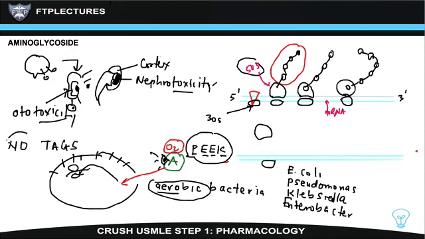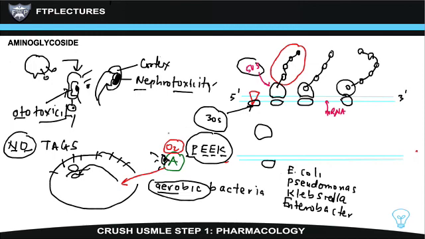So remember, the mnemonic was NO TAGS. So how do you remember aside from the neomycin, this N stands for nephrotoxicity, O stands for ototoxicity. And the drugs like to peek into the cell so they can go and stop the 30S subunit to prevent the initiation complex. And that's basically all you need to know for aminoglycosides.